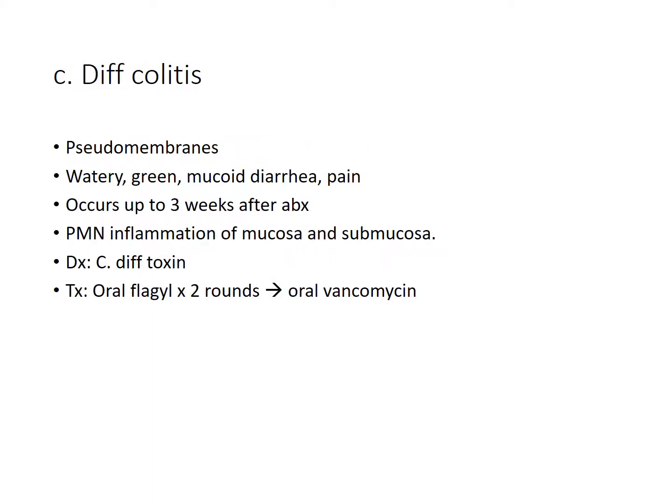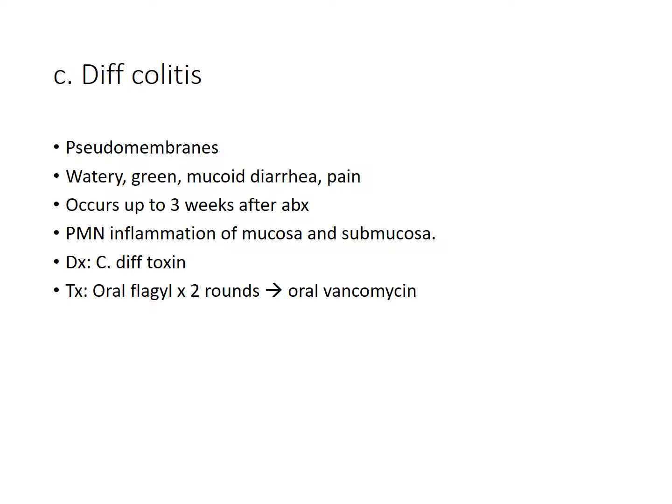C. diff colitis, you're going to see pseudomembranes, watery green, mucoid diarrhea, pain. Occurs up to 3 weeks after antibiotics. Neutrophil inflammation of the mucosa and submucosa. Diagnosis with C. diff toxin. Treatment is oral Flagyl, times 2 rounds. So if it fails the first round, they come back, try oral Flagyl again. If that fails, then you move on to oral vanco.